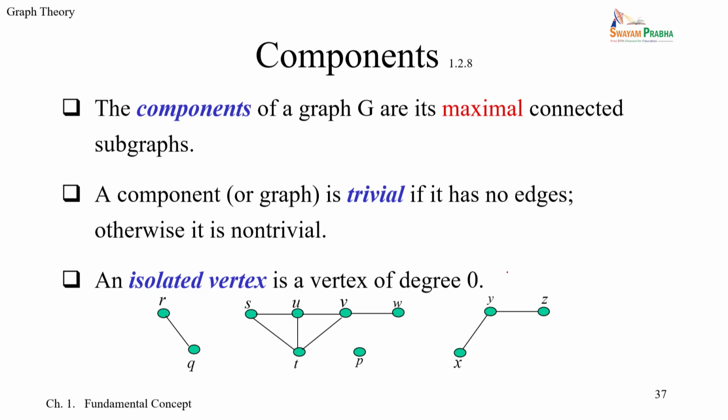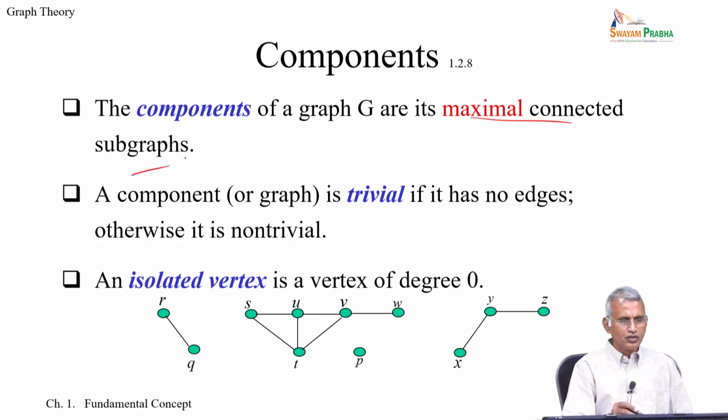Next, component. Components of a graph are its maximal connected subgraphs. So, you take one graph and disconnect it, and all these connected pieces are said to be components. A component of a graph is trivial if it has no edges, otherwise it is non-trivial. An isolated vertex is a vertex of degree 0.